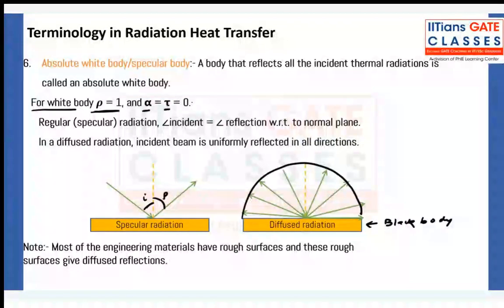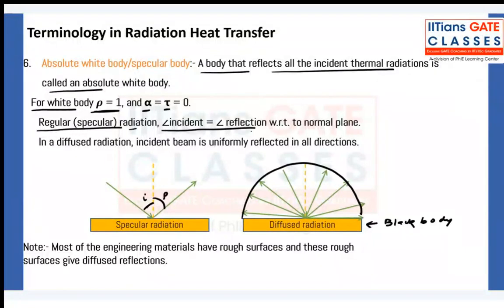A body that reflects all the incident thermal radiations is called an absolute white body. Now, regular or specular radiation means angle of incidence is equal to angle of reflection with respect to the normal. So the radiations will be reflected at the same angle as they are incident on the surface. So this is the normal, and incident angle is equal to reflected angle.